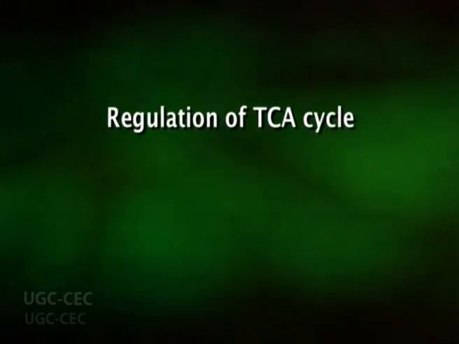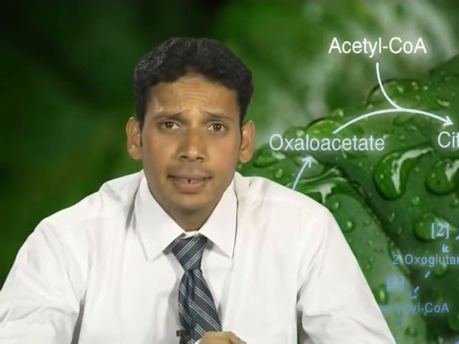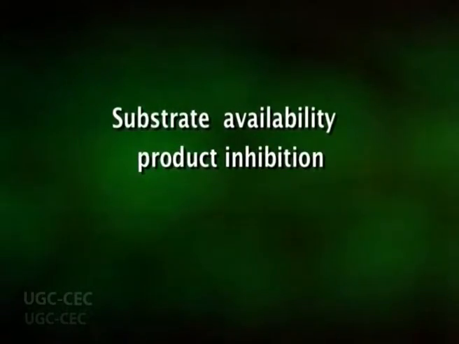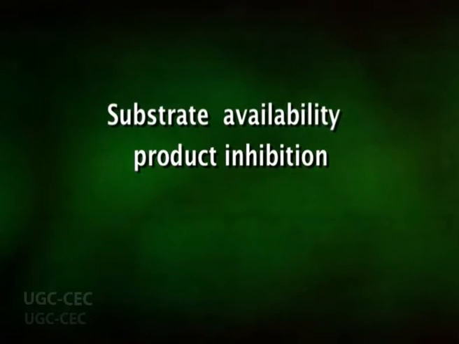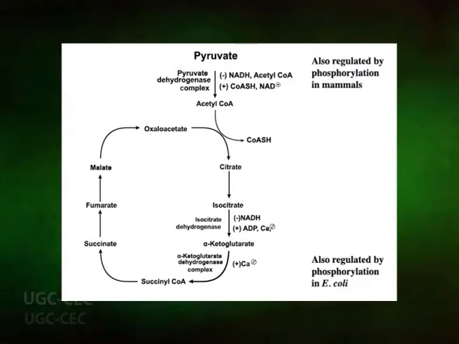Now the regulation of the TCA cycle. The regulation of the TCA cycle is largely determined by substrate availability and product inhibition. NADH, a product of all dehydrogenases in the TCA cycle with the exception of succinate dehydrogenase, inhibits pyruvate dehydrogenase, isocitrate dehydrogenase, alpha-ketoglutarate dehydrogenase and also citrate synthase. Acetyl coenzyme A inhibits pyruvate dehydrogenase, while succinyl coenzyme A inhibits alpha-ketoglutarate dehydrogenase and citrate synthase.